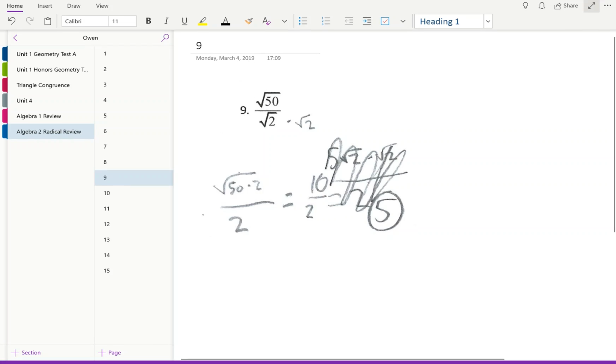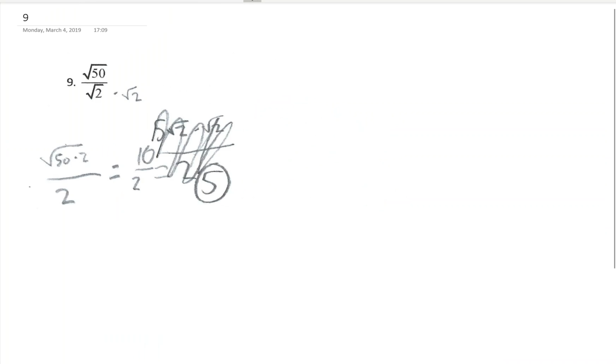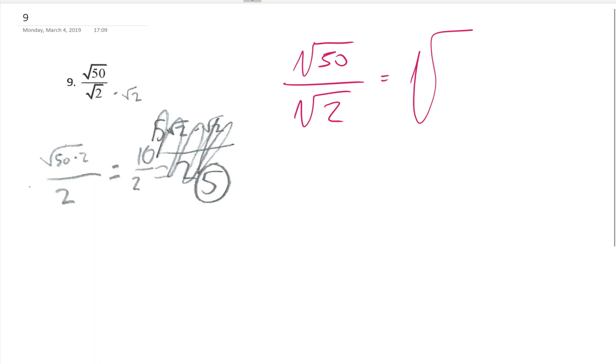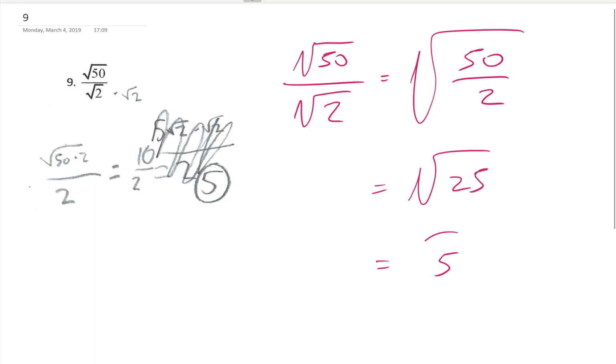Number 9. Okay, you got the right answer by doing all of this. But again, why complicate when you can simplicate? So let's take a look at the square root of 50 over the square root of 2. I can combine that as the square root of 50 over 2, which simplifies as the square root of 25, which we all know to be 5. Same answer, okay? But why complicate when you can simplicate?